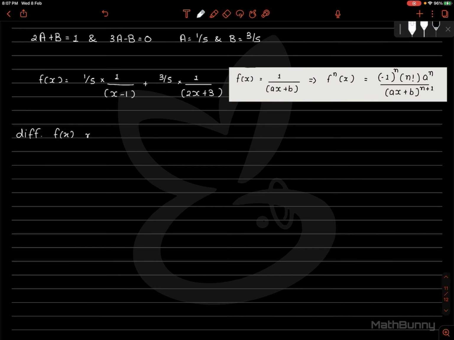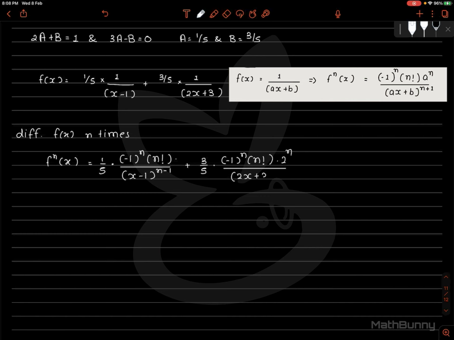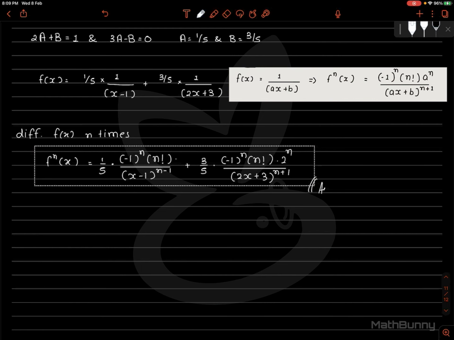We can write, differentiating f of x n times, we will get the nth derivative of f of x would be equal to 1/5 multiplied by minus 1 raised to n into n factorial into the value of a, which is 1, so we don't have to write anything, upon (x minus 1) raised to n plus 1, plus 3/5 into minus 1 raised to n into n factorial into the value of a, which is 2 here, so we will write 2 raised to n, upon (2x plus 3) raised to n plus 1. This is the answer.